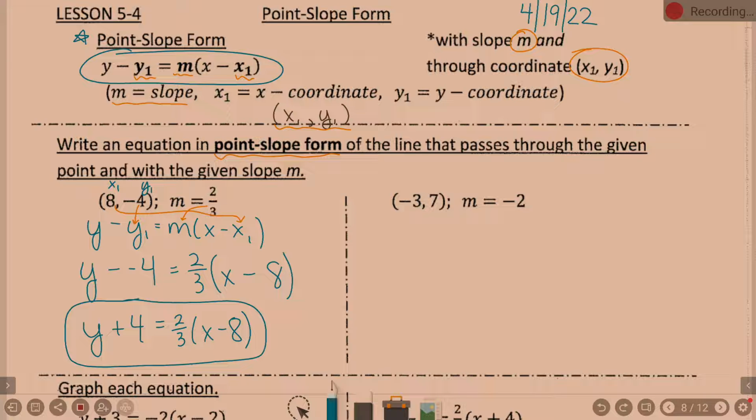You guys help me out with the next one? It's going to go x, y, in the ordered pair. So x and y. And keep in mind, these are going to go in place of x1, y1. What's the equation we're filling in? Point slope form of y minus y1 equals m times x minus x1.